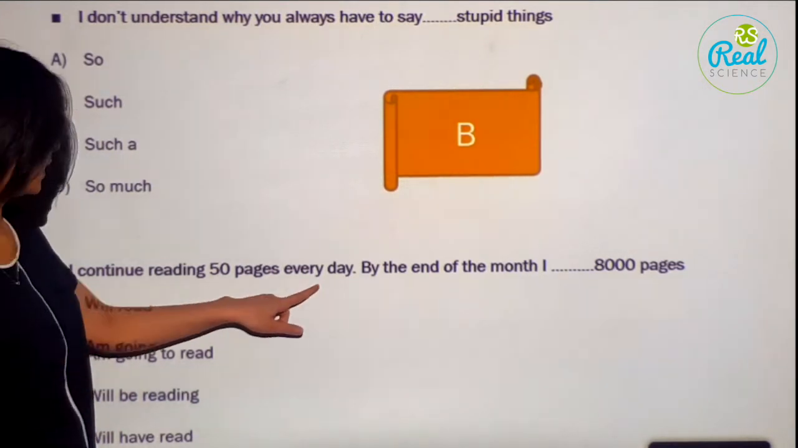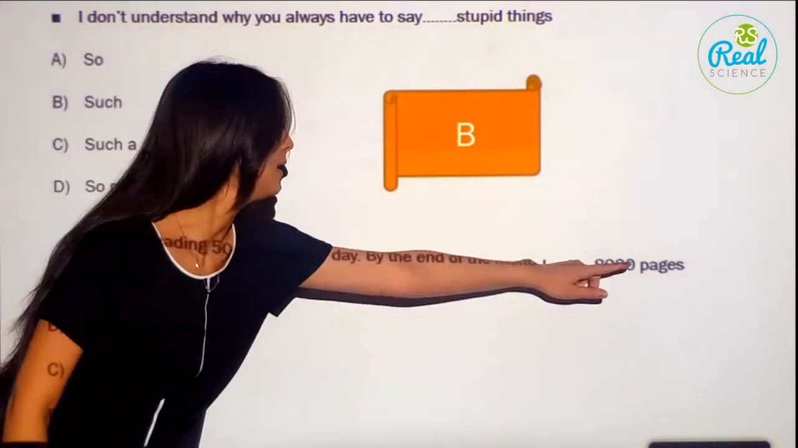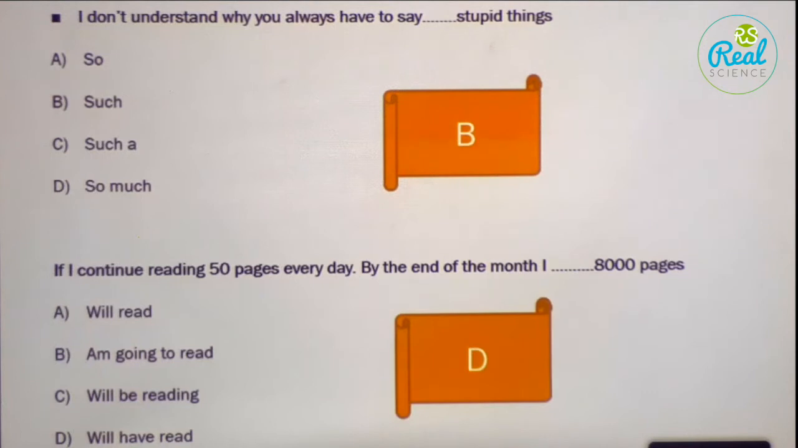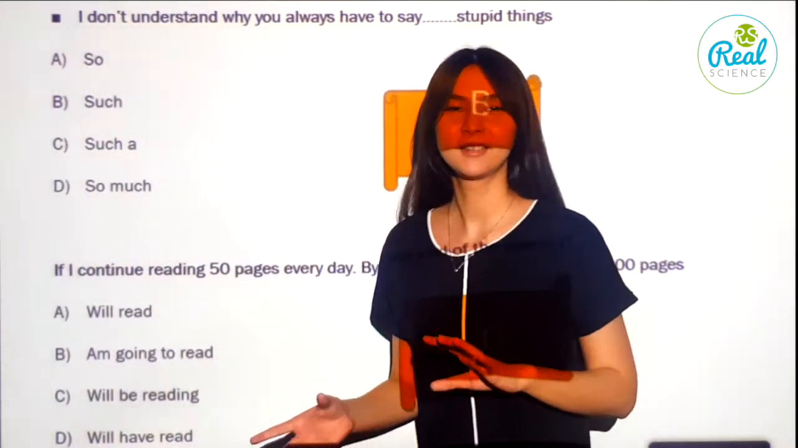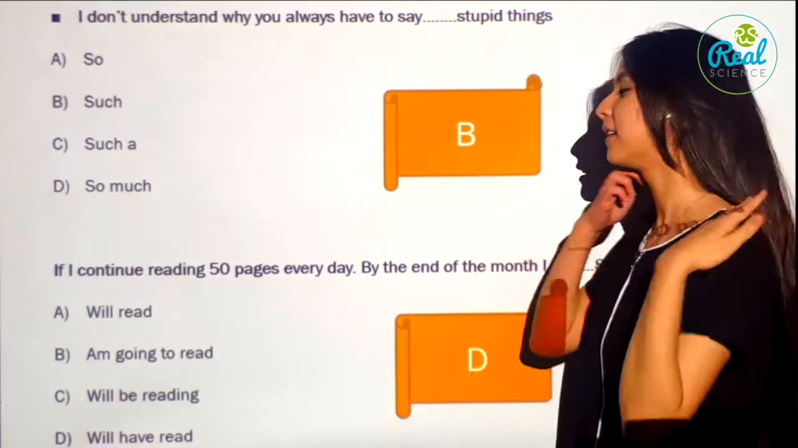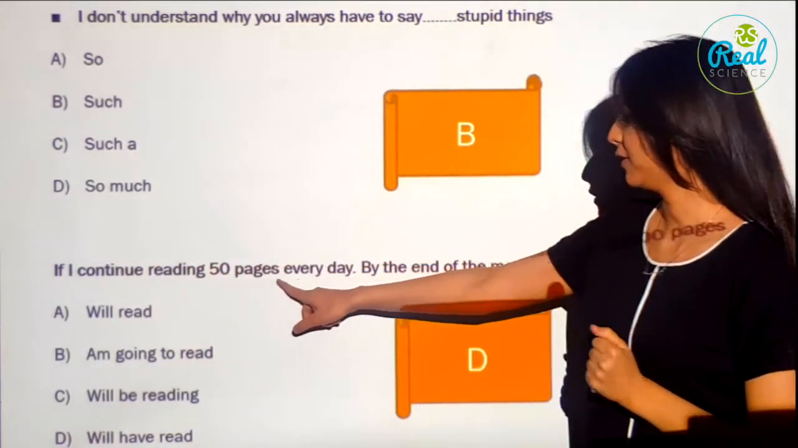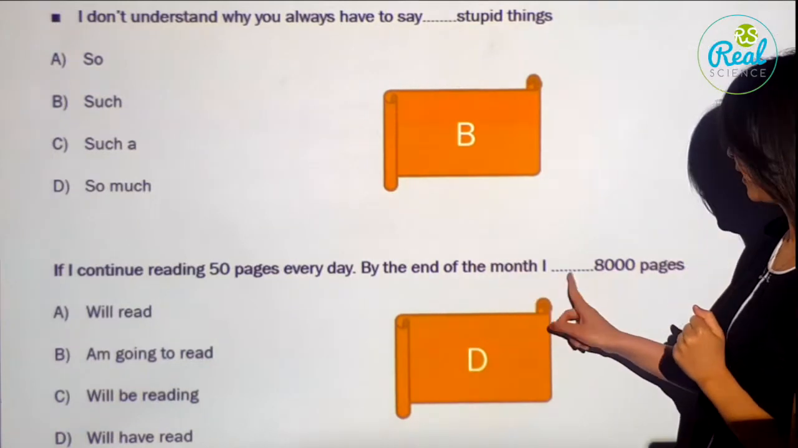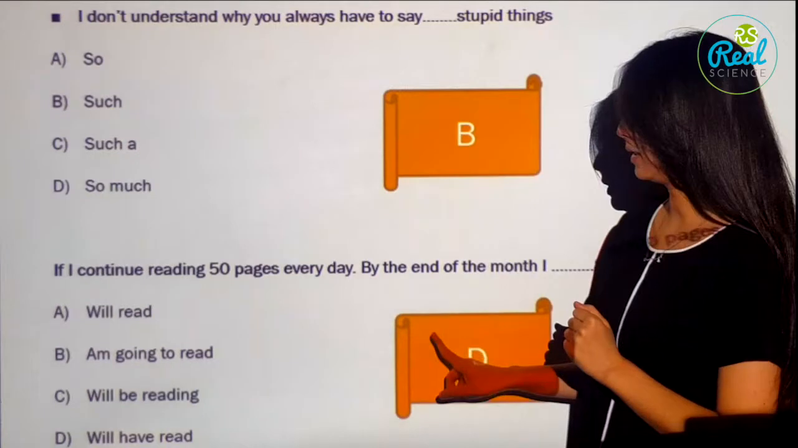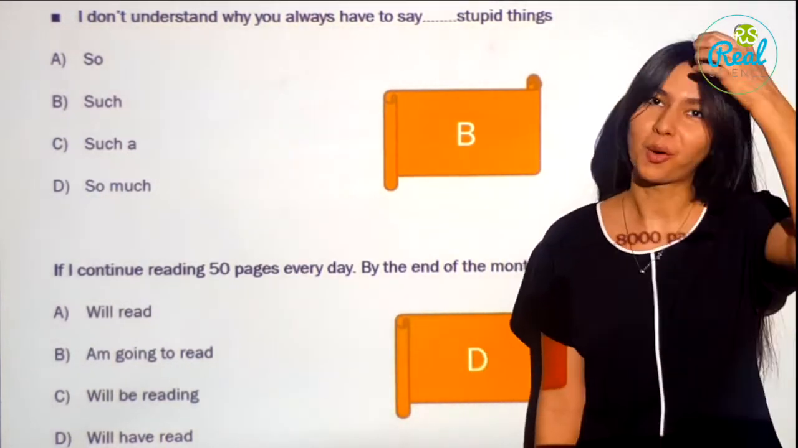So let's read. If I continue reading 50 pages every day, by the end of the month, I will have read. D. Will have read. Good job. You are right. So it is future perfect. So if I continue reading 50 pages every day, by the end of the month, I will have read 8,000 pages. So the best option is D, future perfect simple form.